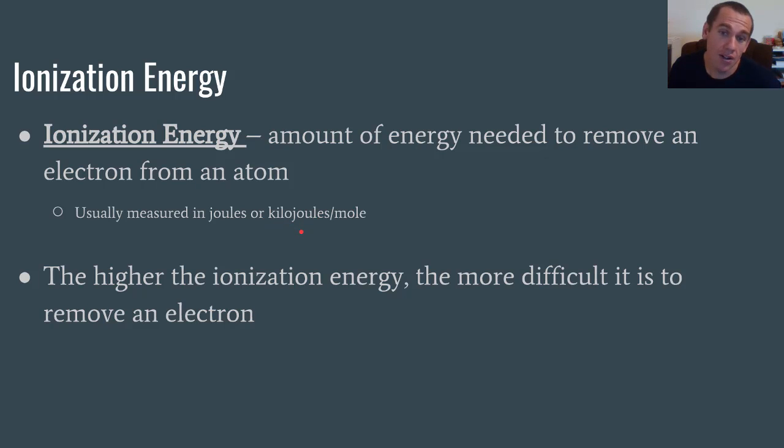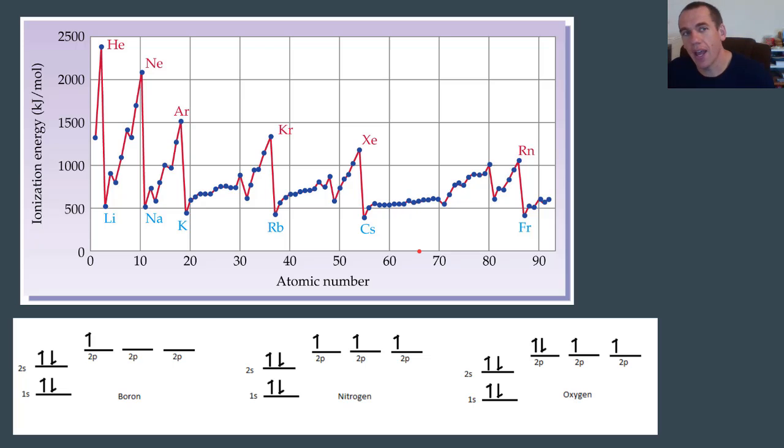And the higher the energy, the more difficult it is to remove an electron. Basically, if it takes more energy to remove the electron, it takes more work. So there's more work input to remove this electron. It's harder to do that. Now, this graph shows us ionization energy in kilojoules per mole for the first 92 elements.